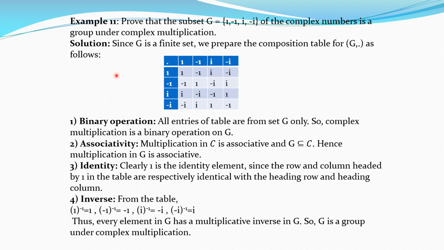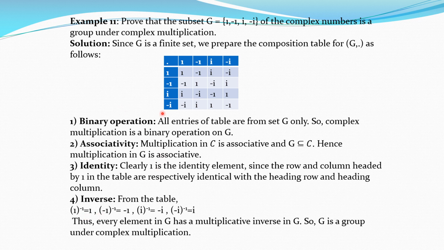So to find the inverse of every element, in that row we check where the identity is present, and the corresponding element in the heading column will be its inverse. So for 1, 1 is present here. The corresponding heading row element is 1. So the inverse of 1 is 1. Then for minus 1, in the row of minus 1, 1 is appearing here. The corresponding heading row element is minus 1. So the inverse of minus 1 is minus 1. Now for I, the identity is here. So the corresponding heading row element is minus I. So the inverse of I is minus I.